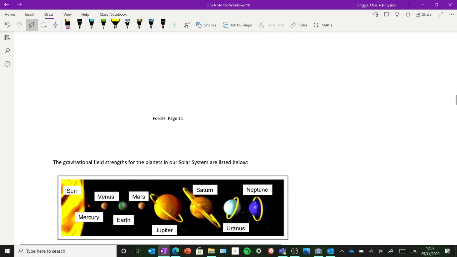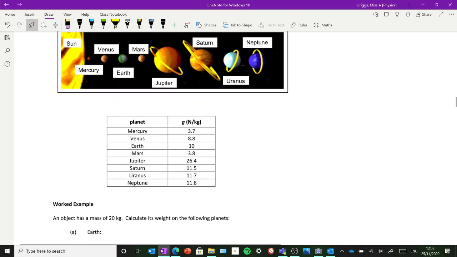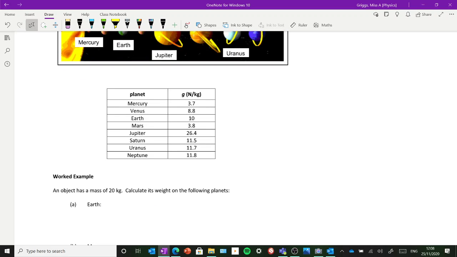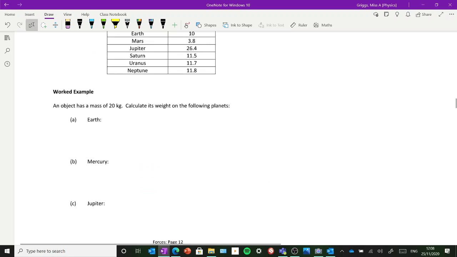So over the page, there are some examples of gravitational field strengths for different planets. So we've got Mercury, Venus, Earth, Mars, Jupiter, Saturn, Uranus, and Neptune. We've got the gravitational field strengths for all of those. So basically, the bigger the mass of the planet, the bigger the gravitational field strength. So, for example, an object has a mass of 20 kilograms. Calculate the weight on the following planets. So I'll let you have a go at those A, B, and C. You're going to be using W equals mg, and finding the g from the table.